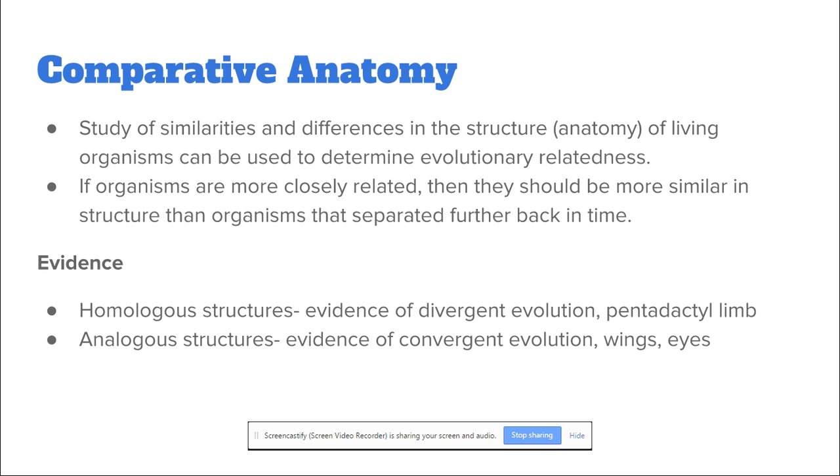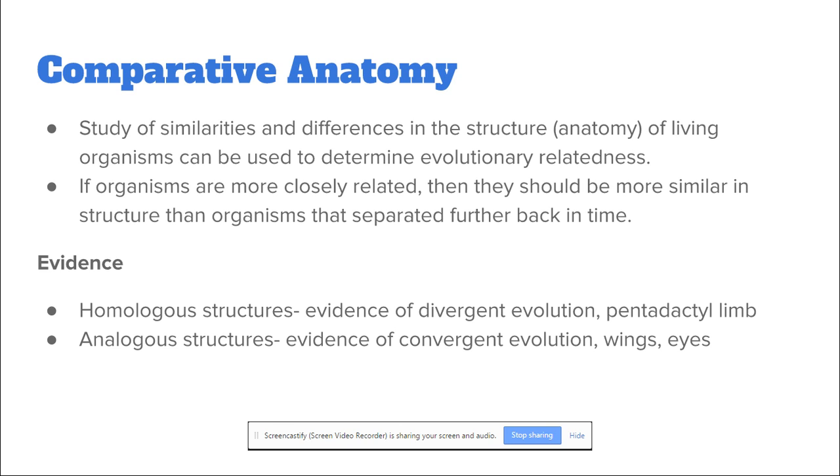So we look at homologous structures, or structures that are similar, and they provide evidence of divergent evolution. One example of that is the pentadactyl limb, with penta meaning 5 and dactyl meaning digit, so 5-digit limbs. They once were one structure and they've diverged to perform different functions.